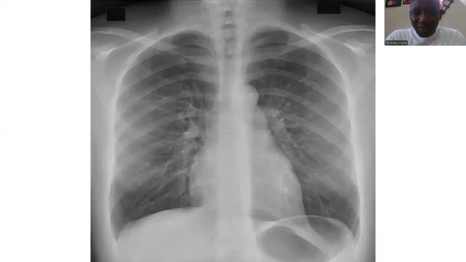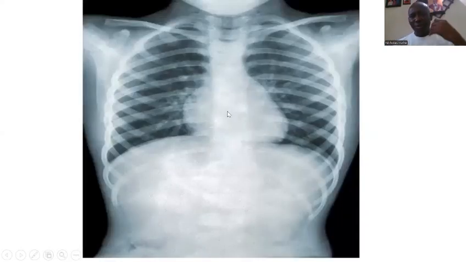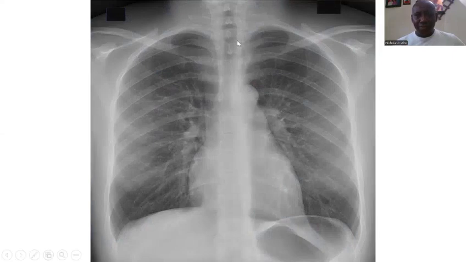The thorax is made up of the framework of the bones. Part of it is the spine, the thoracic vertebrae. Furthermore, because the lungs have air, we are seeing this as lucency or radiolucent areas, okay?